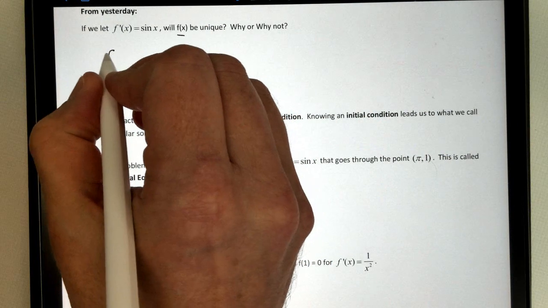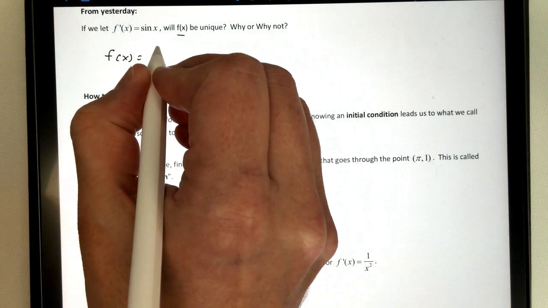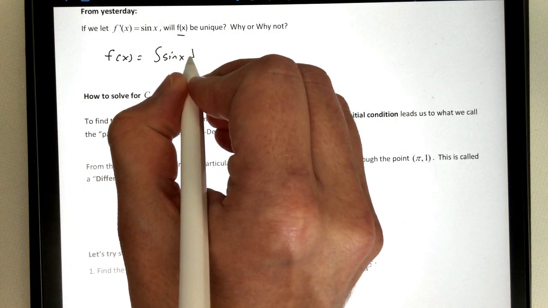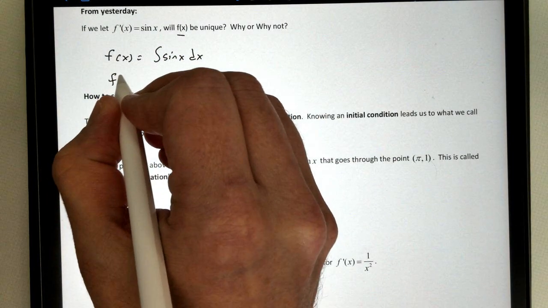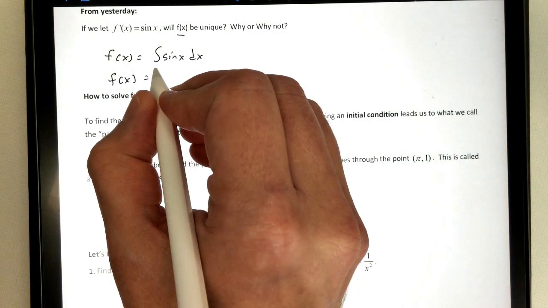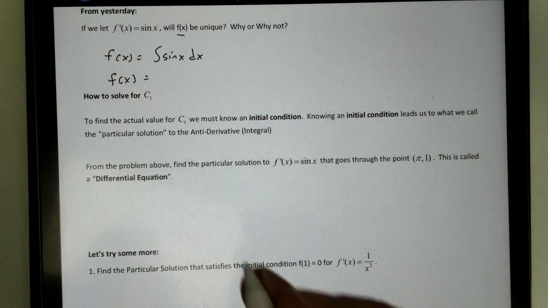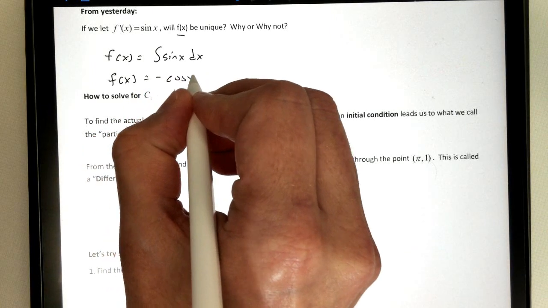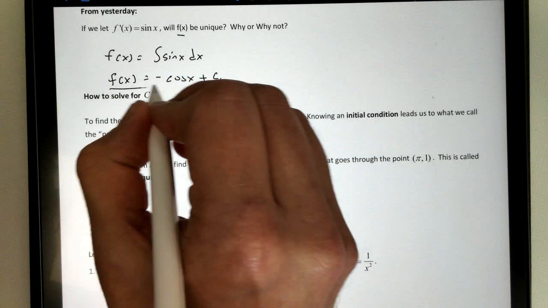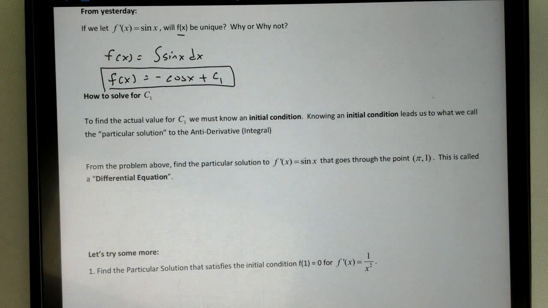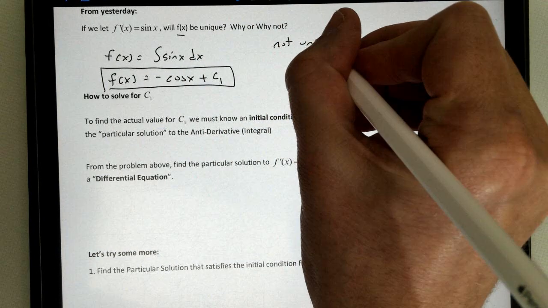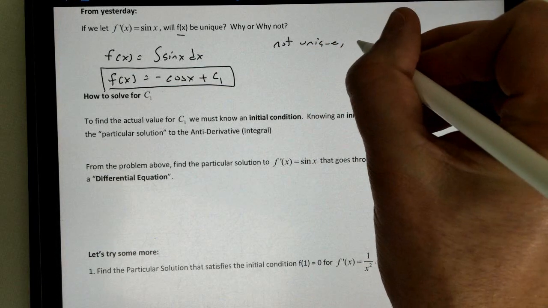And to do that, our rule said we have to use this antiderivative. We would get the antiderivative of sine of x dx. And our rule from our trig rules from yesterday said the antiderivative of sine of x is this negative cosine of x. But we have to add this plus c1, that constant of integration. And we want to say, well, will this be unique? And of course the answer is no, this is not unique, because we don't know c.